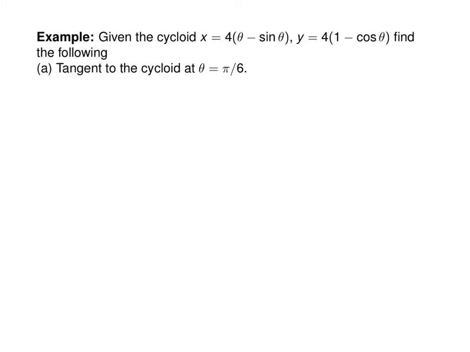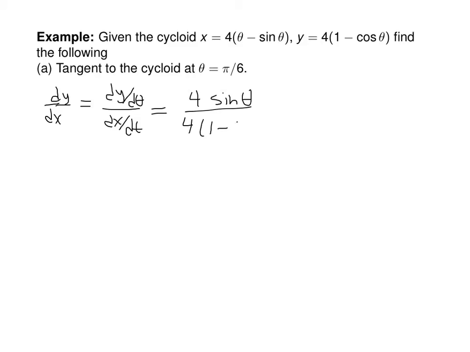Next, let's do the same thing for a specific cycloid. Given the cycloid, x equals 4 times theta minus sine theta, and y equals 4 times 1 minus cosine theta, find the following. First, find the tangent of the cycloid at theta equals pi over 6. The derivative tells us the slope, so that will be dy d theta over dx d theta. dy d theta will be 4 sine theta. dx d theta will be 4 times 1 minus cosine theta, which simplifies to sine theta over 1 minus cosine theta.